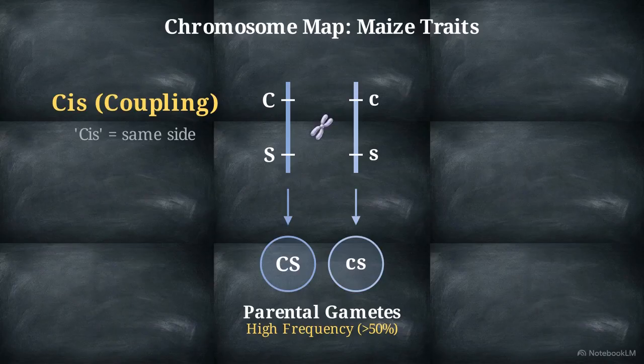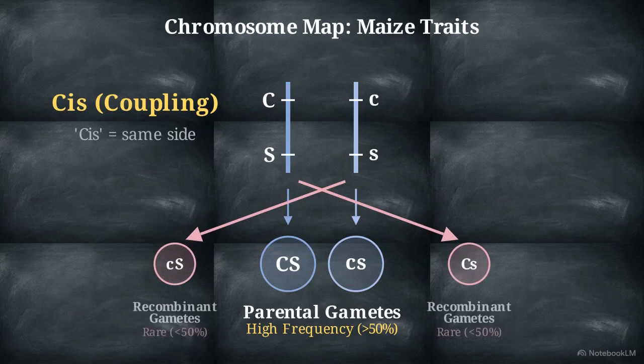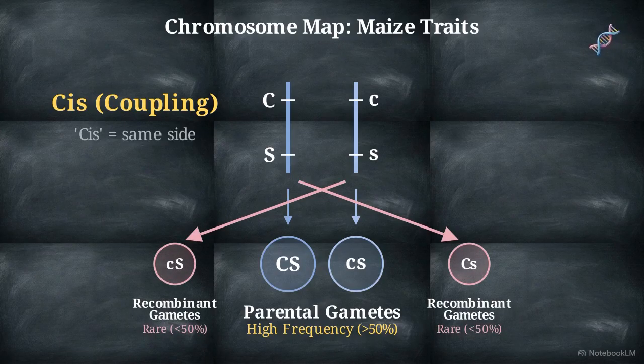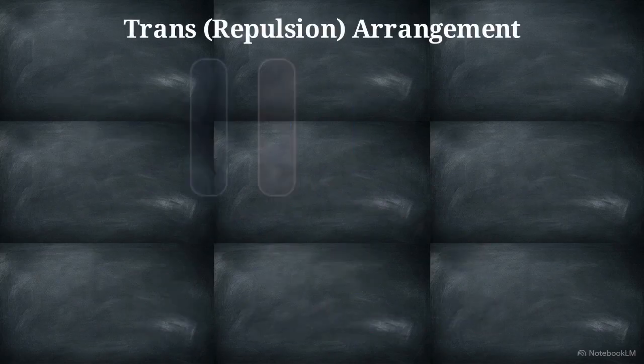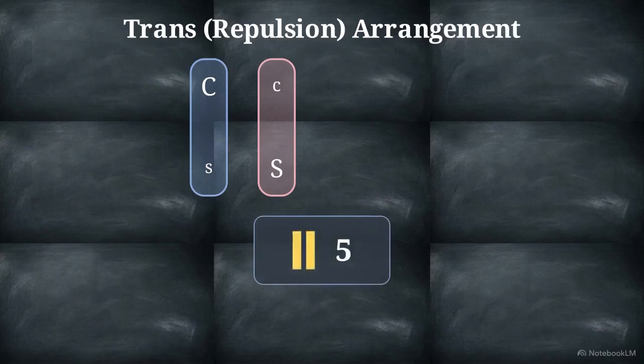Crossing over can sometimes break this physical link during meiosis, but it is relatively rare. So the recombinant gametes, the mixed-up big C little s and little c big S, will always represent a minority of the offspring. There is a second possibility. This is the trans or repulsion arrangement. Here, a dominant allele is paired with a recessive allele on the exact same chromosome.